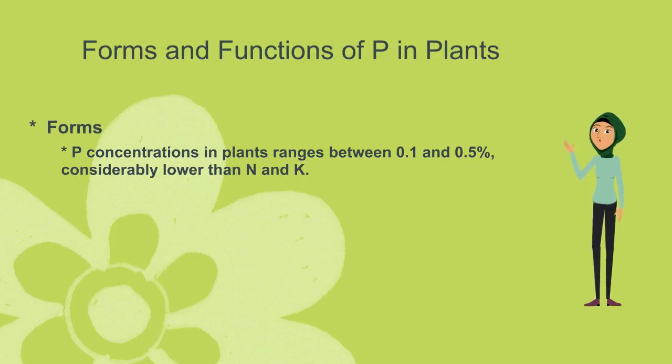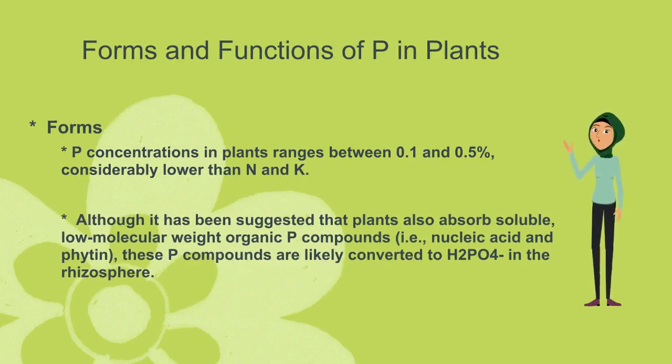Forms and functions of P in plants. First, P concentrations in plants range between 0.1 and 0.5%, considerably lower than N and K, although it has been suggested that plants also absorb soluble, low molecular weight organic P compounds, i.e., nucleic acid and phytin. These P compounds are likely converted to H2PO4 in the rhizosphere.